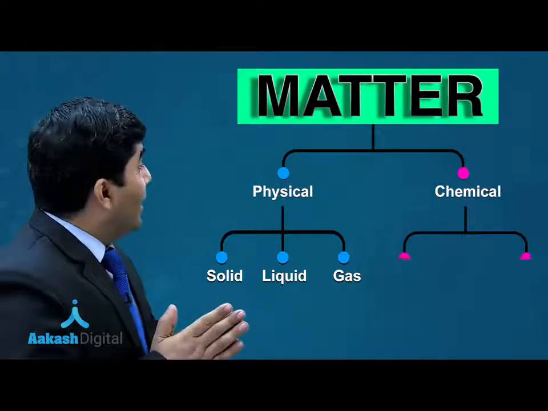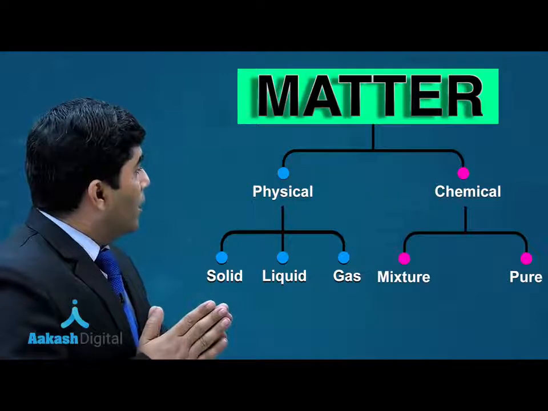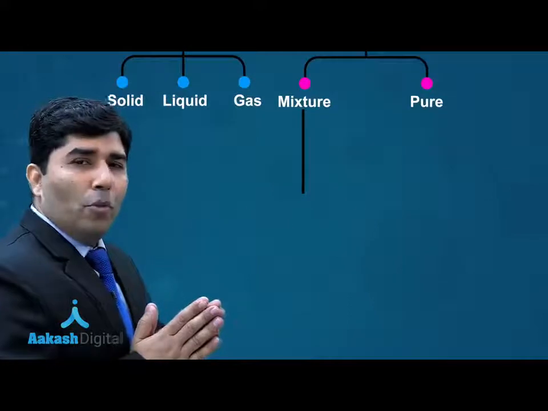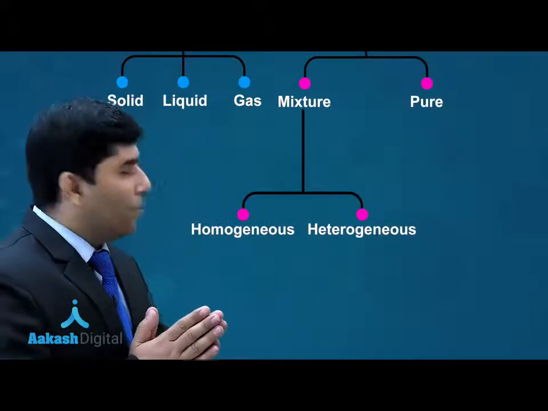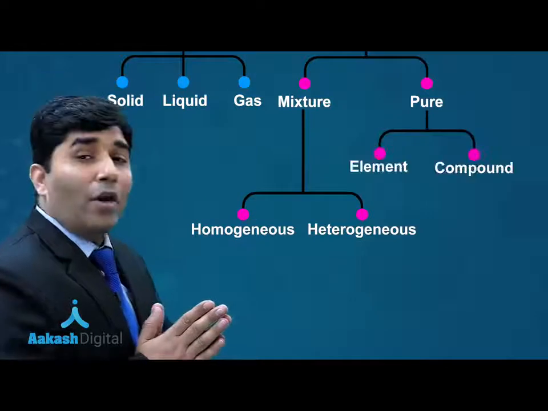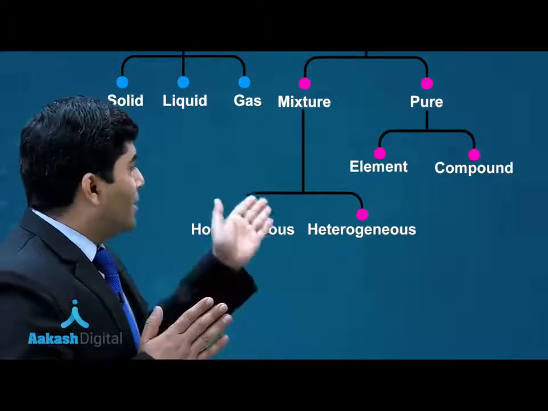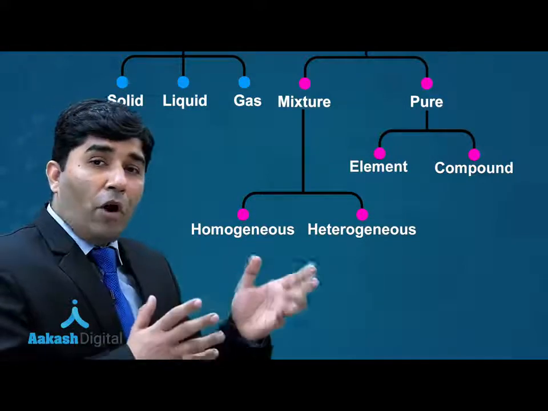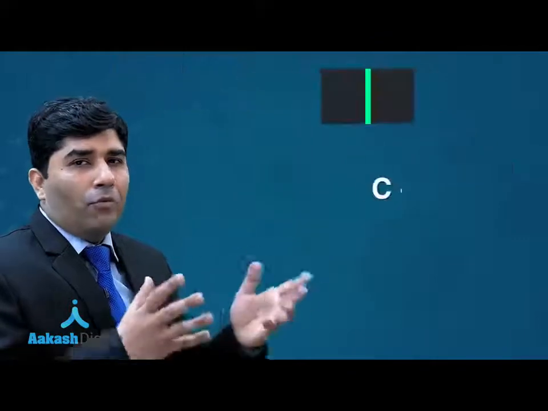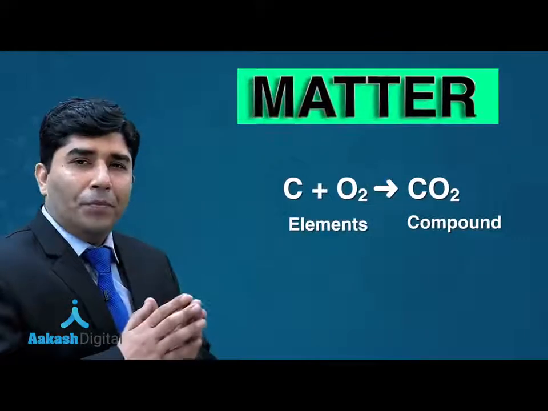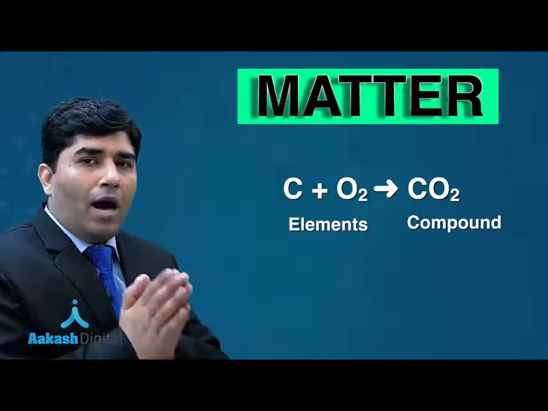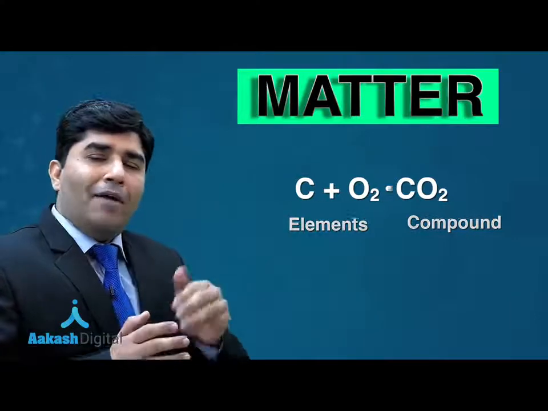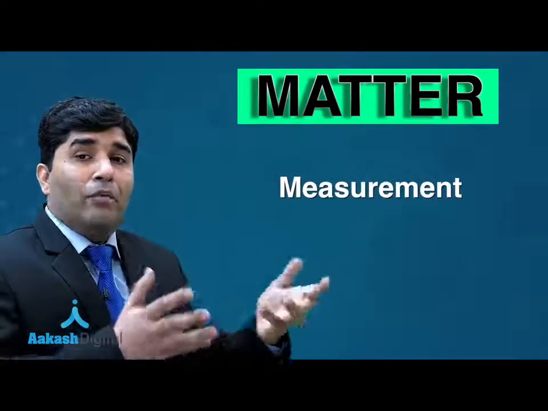And chemically, it can be classified like mixture and the pure substances. Mixtures are of two types, homogeneous mixture and heterogeneous mixture. And pure substances are also of two types, that is elements and compounds. Now we all know elements combine to form compounds, right? Now elements and compounds are the examples of matter. Now we have to know about the measurement of that matter.